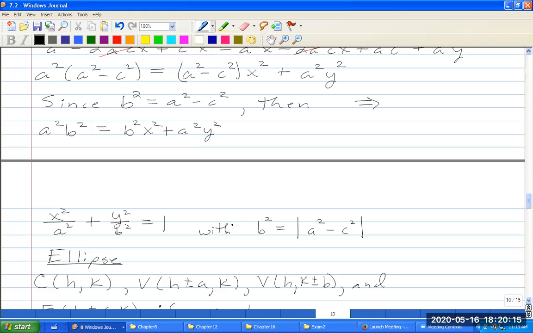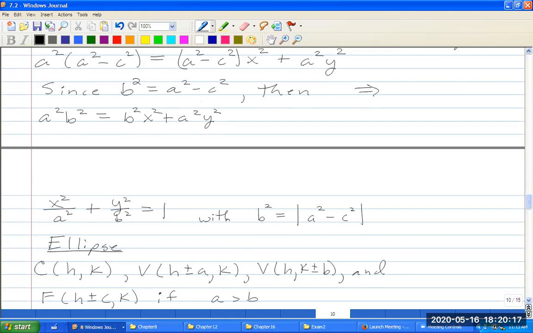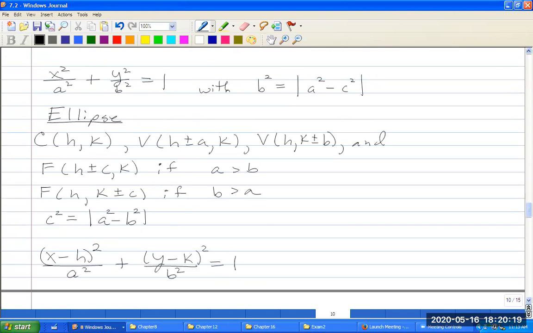Okay, so next, let's translate. Suppose I have an ellipse where the center is at (h, k), the vertices are at (h plus or minus a, k) and (h, k plus or minus b), and the foci are at (h plus or minus c, k) if a is greater than b, and (h, k plus or minus c) if b is greater than a.